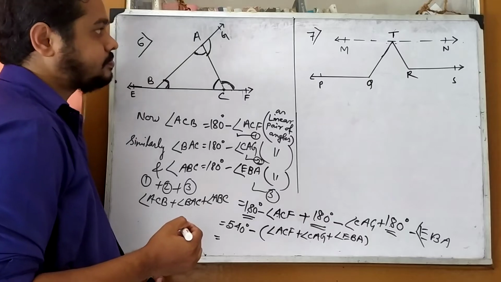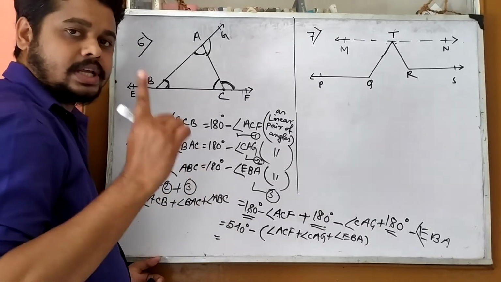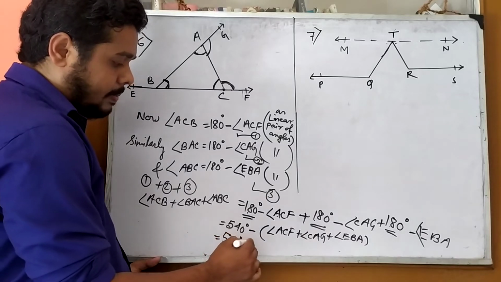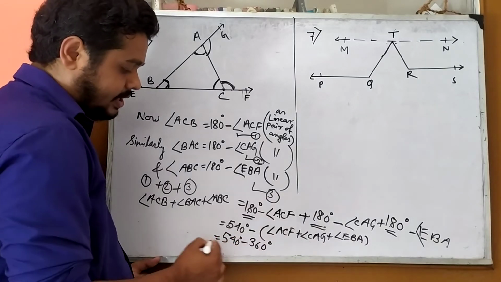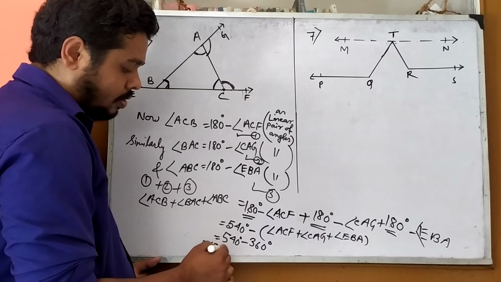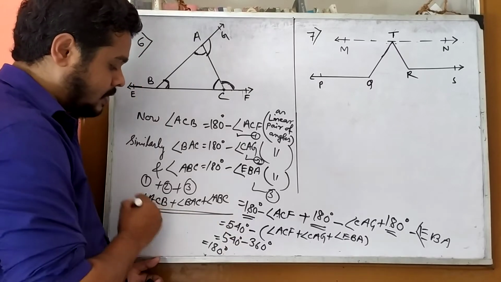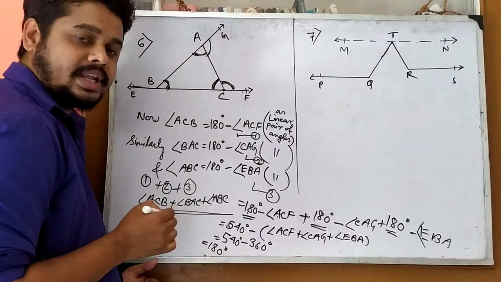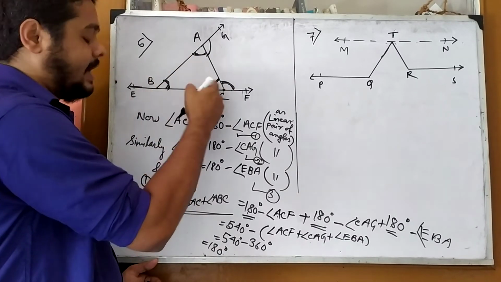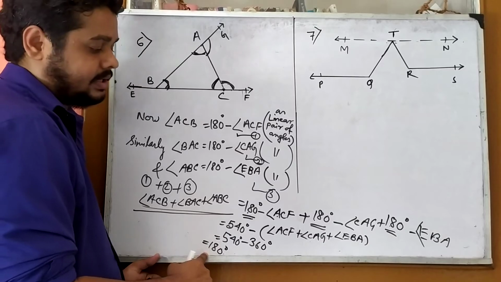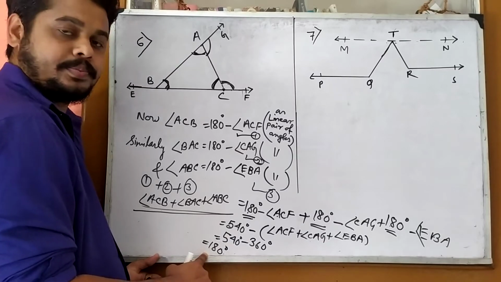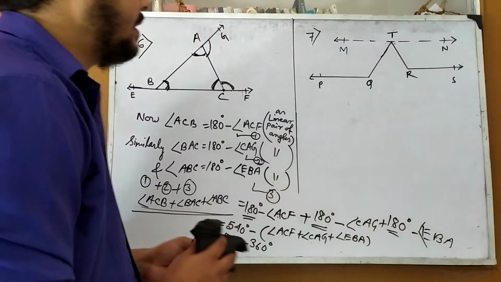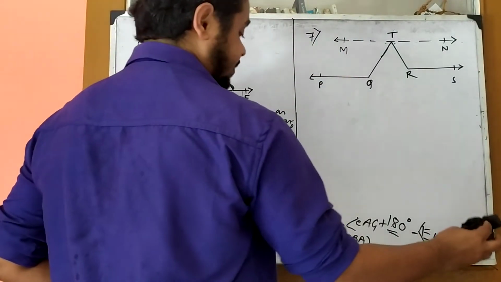Okay, and a complete rotation means 360 degrees. So 540 minus 360 degrees, so we can write 180 degrees. Hence proved: the sum of the three interior angles, that is angle A, angle B, angle C, equals 180 degrees. Clear? Now we are coming to problem number 8. Okay, sorry, 7.